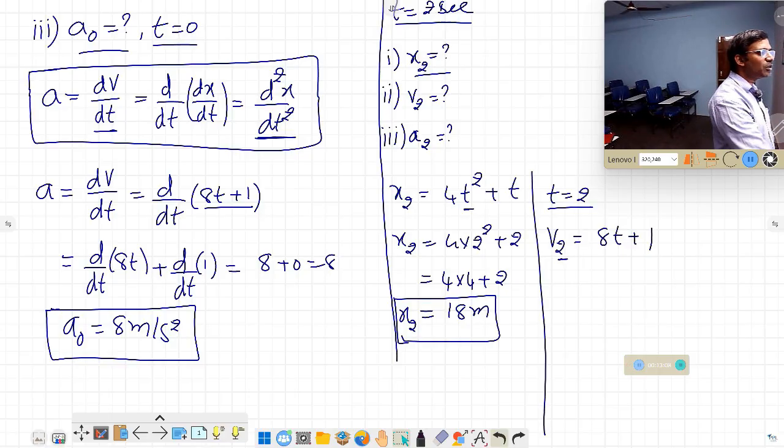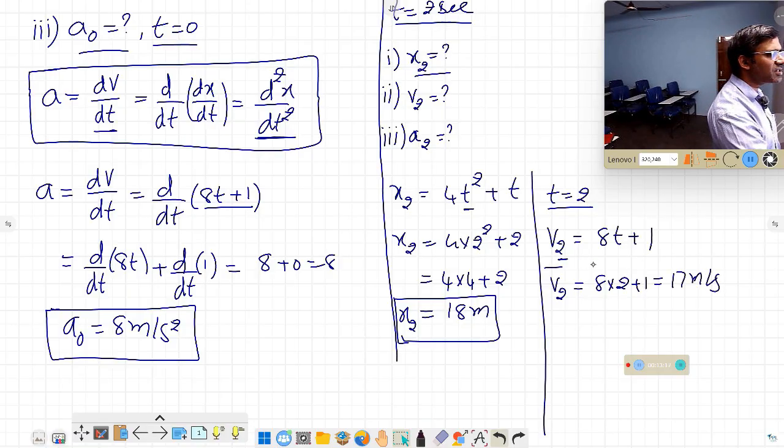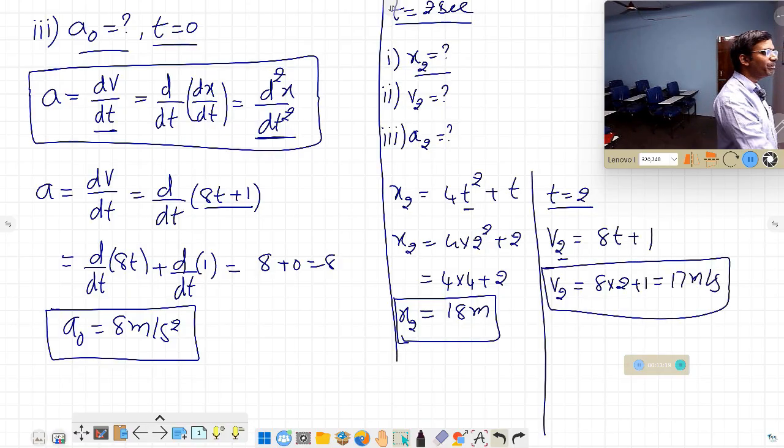So put the t value 2. That is, you get the velocity at 2 seconds: 8 into 2 plus 1. How much? 16 plus 1, 17 meter per second. This is the second question.